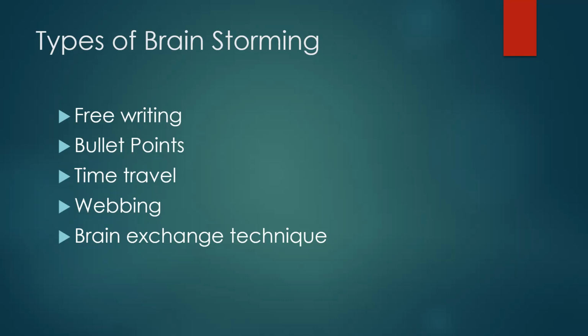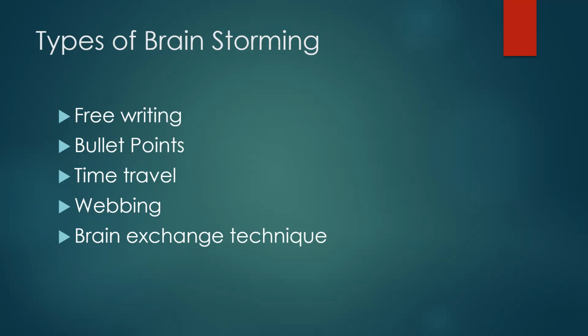And the next one is time travel. Here you have to imagine you have gone back 50 years or ahead by 50 years and then do the thinking to generate the ideas. Then webbing. In webbing, write an idea in the center of a sheet of paper, circle it and write something similar to that. Continue the process and soon you will have a page full of ideas.